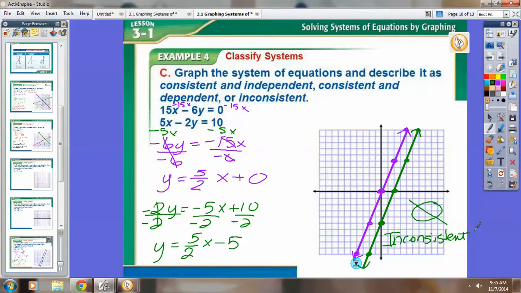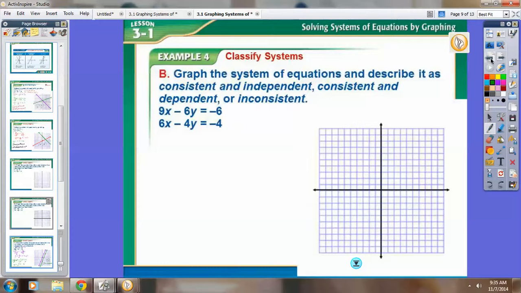Look at example number 5, please. Let's go ahead and graph each one. Subtract 9x. So negative 6y equals negative 9x minus 6. Do we already divide by 3? Yeah, I think we already simplified.